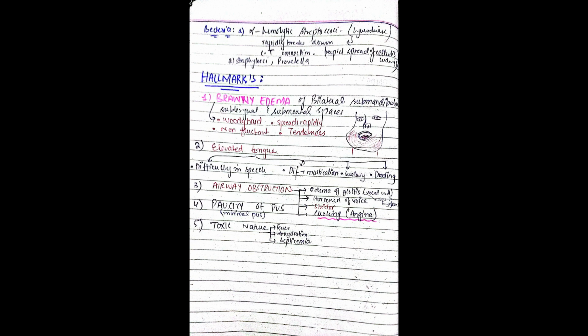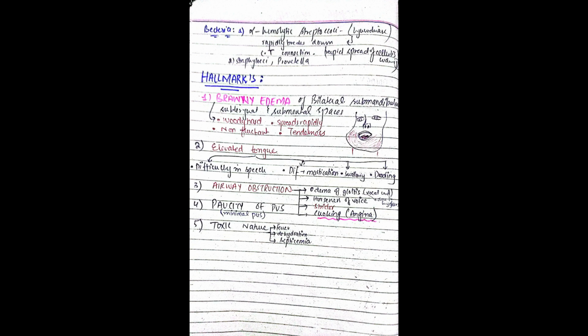So what are the hallmarks of Ludwig's angina? Most importantly, the brawny edema. Edema of Ludwig's angina is known as brawny edema because it is woody hard, it spreads rapidly, it is non-fluctuant and it is tender. The second important hallmark is elevated tongue posture. An elevated tongue could result in the following difficulties: difficulty in speech, difficulty in mastication and swallowing, and it would also cause drooling.